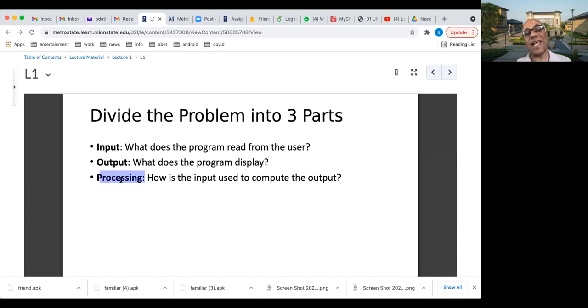Then there is a third part, which is processing: taking the input, processing it, and producing the output. So it is helpful to think in terms of three different parts of a problem. When you look at a problem, try to identify what the program should get from the outside world. That is called the input. What it should produce, which is the output. And then how to get from the input to the output. That is your processing.